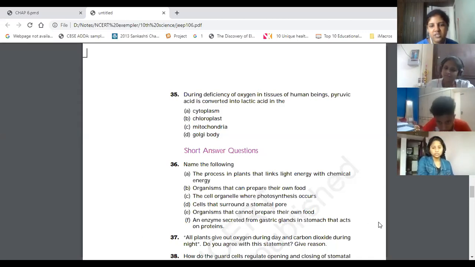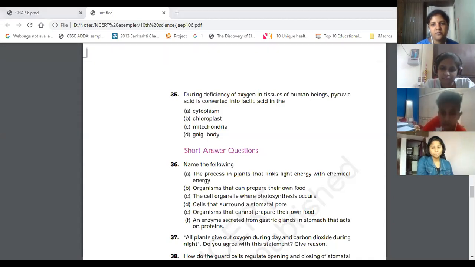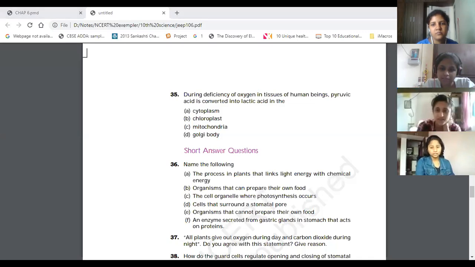All plants give out oxygen during day and carbon dioxide during night. Do you agree with this statement? No, because even plants respire during the day, but it is used up for photosynthesis. So this is the wrong statement. They take in oxygen in the morning also as well as at night.